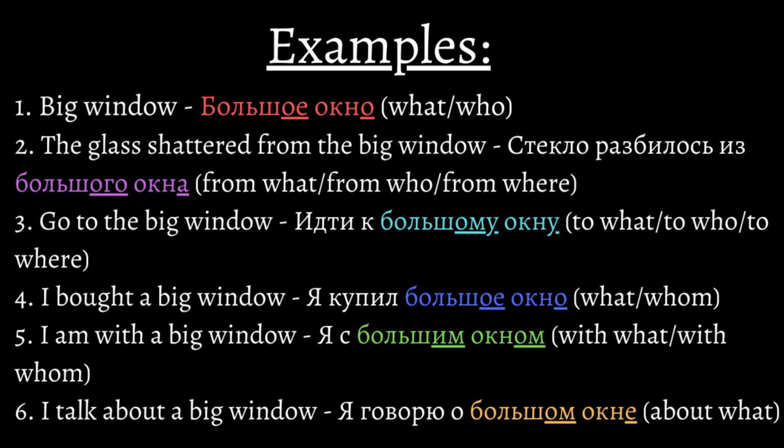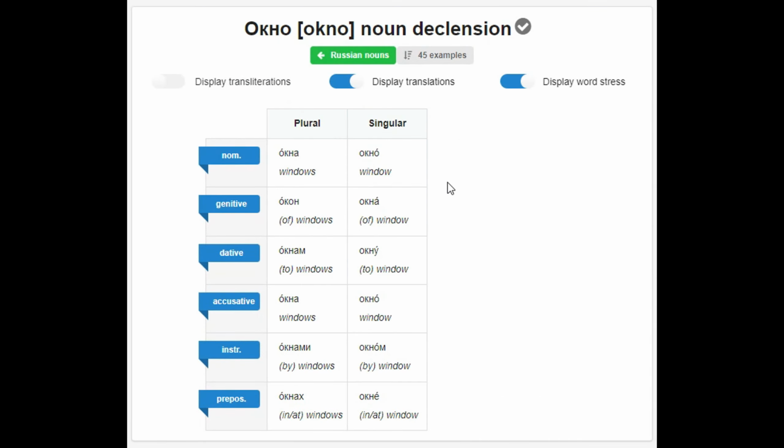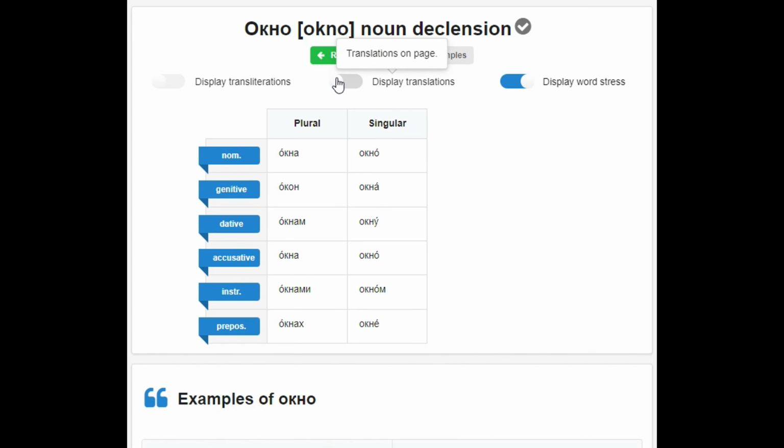In this case, the adjective большой borrows words as with the word дом, except in the nominative and accusative, where большой becomes большое. Now let's see what happens when we pluralize them. This is what happens. Большие окна, стекло разбилось из больших окон, иди к большим окнам, and so on and so forth. Here is a more explicit demonstration of what окно looks like in each case, singular and plural.